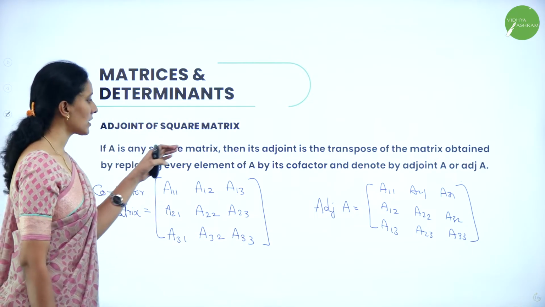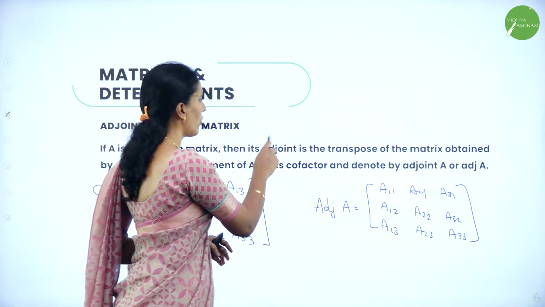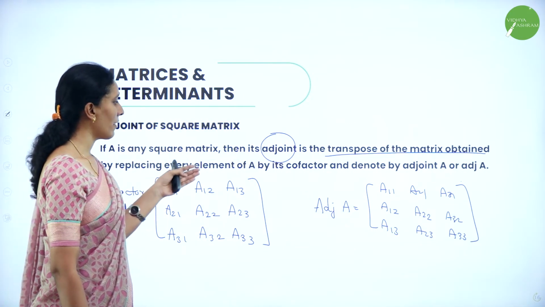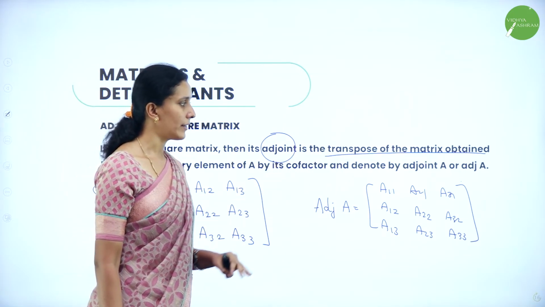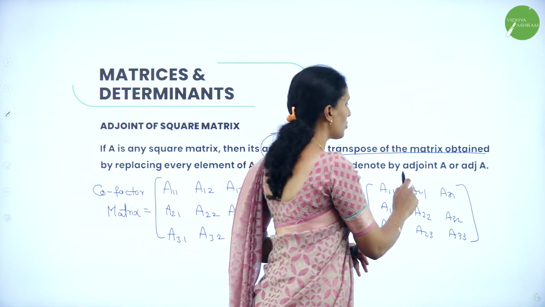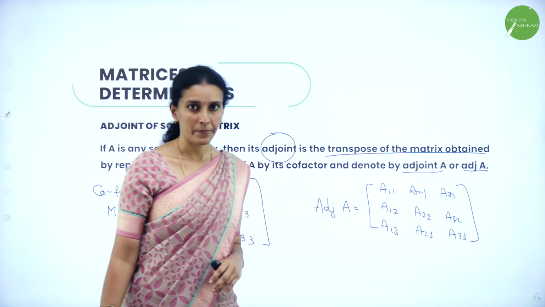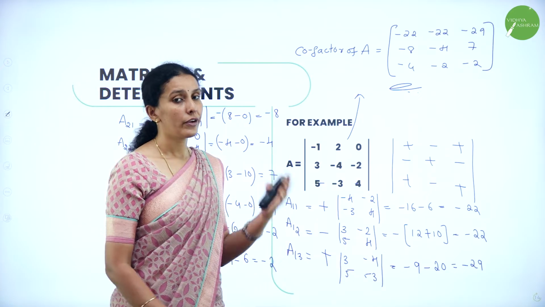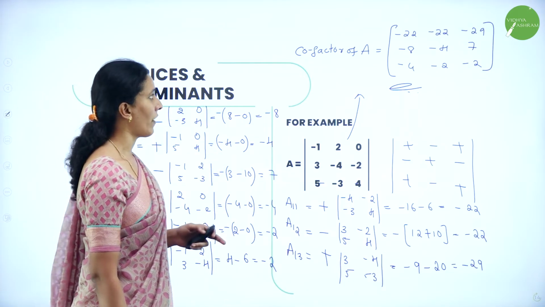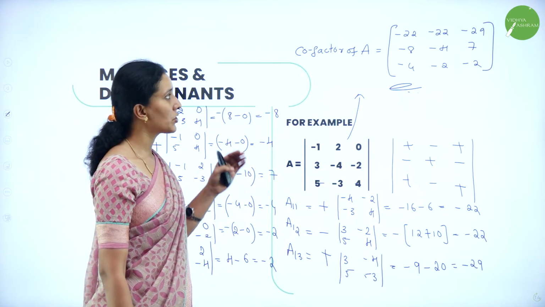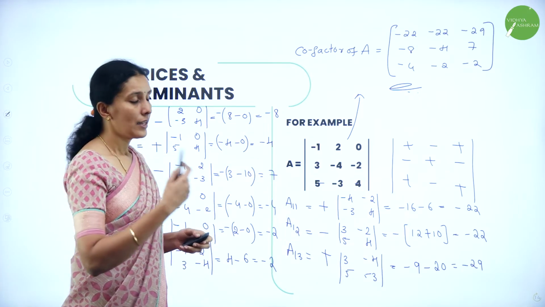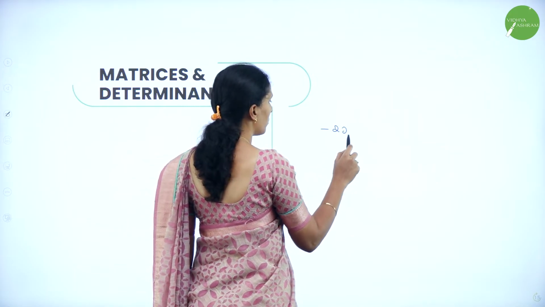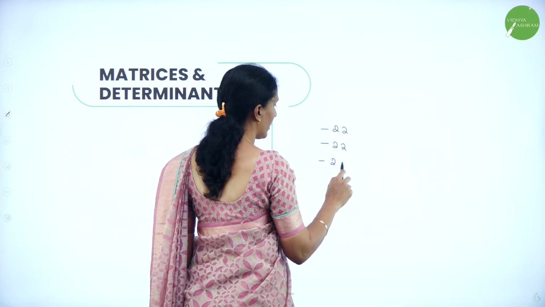Hence, if A is any square matrix, then its adjoint is the transpose of the matrix obtained by replacing every element of A by its cofactor, and is denoted by adjoint A or adj A. So for the previous example, we have written the cofactor of A. If you take the transpose of these cofactors, in the first row we have minus 22, minus 22, minus 29. So let us write it in terms of columns. So we have minus 22, minus 22, minus 29.